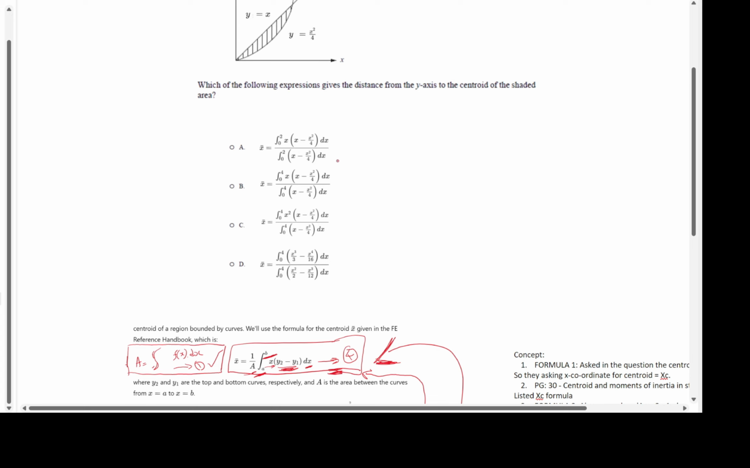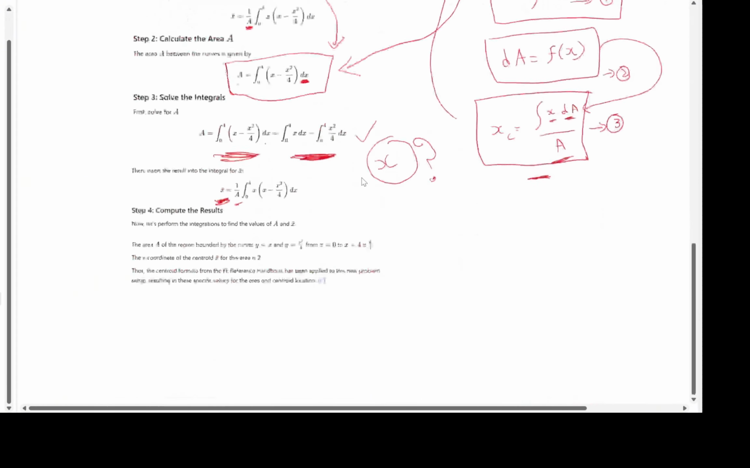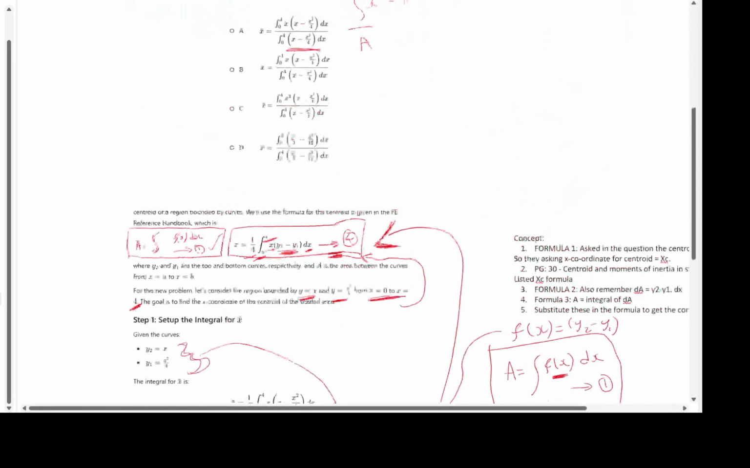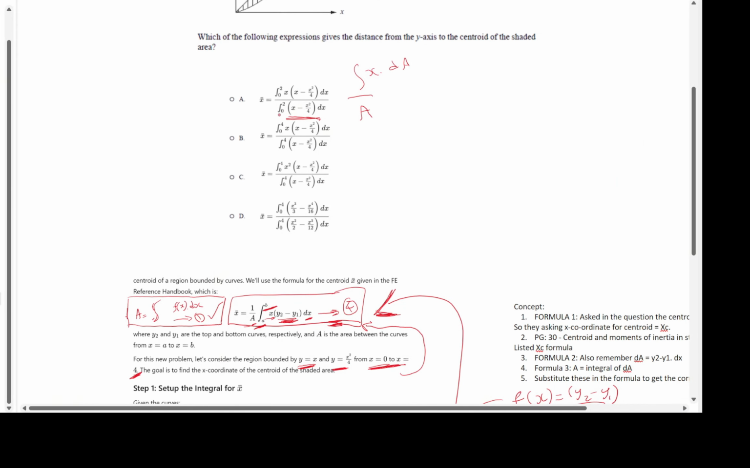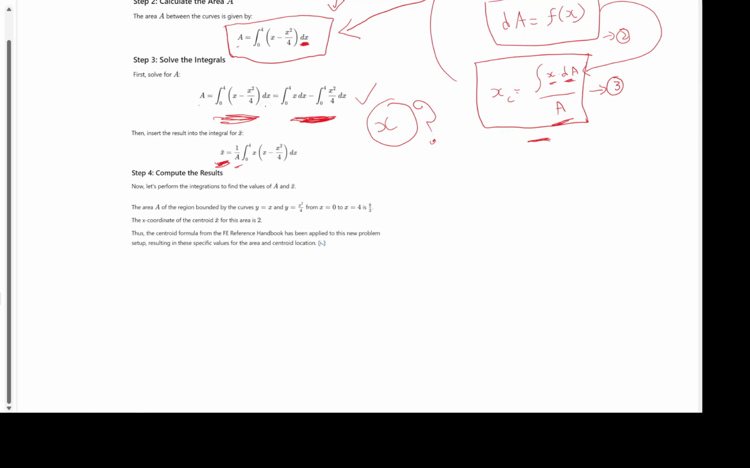Now in the choices, the way this is looking, the bottom part looks like a and the top part looks like integral of x times dA. So let's see which denominator is very close to the a we have. It has to look like integral 0 to 4 of x minus x square by 4. Now that is not option A. Option A has an upper limit of 2. So that is not what we need. So option A is not the correct answer. In option B, we have 0 to 4 of x minus x square by 4. Is that what we are looking for? x minus x square by 4.